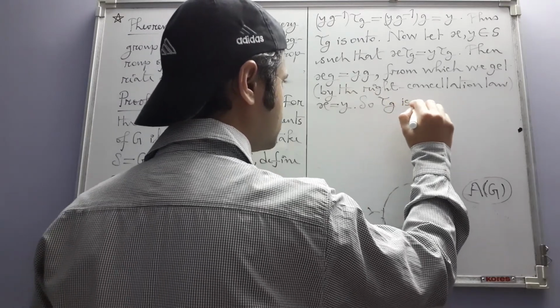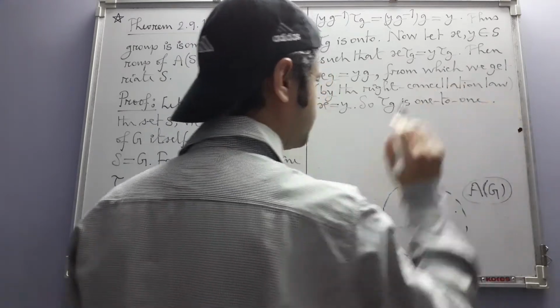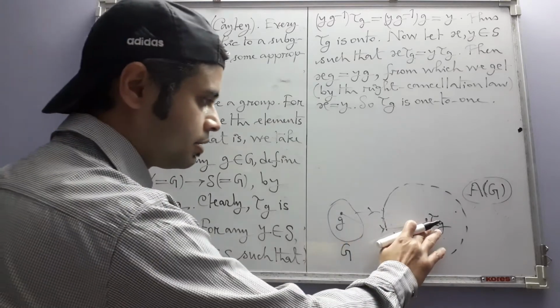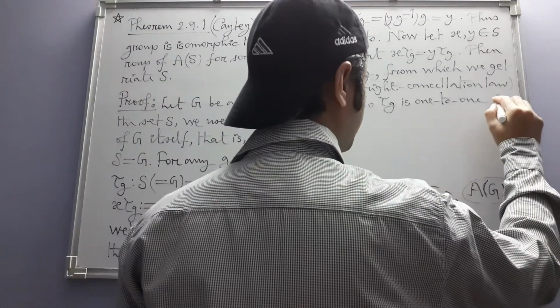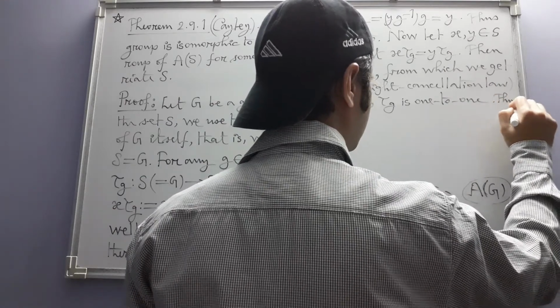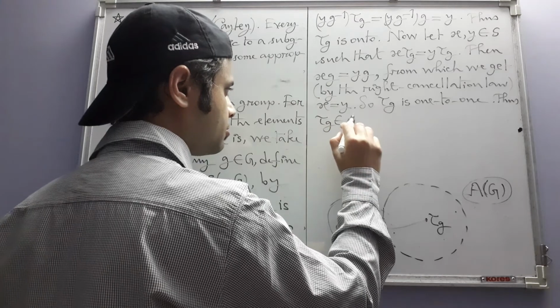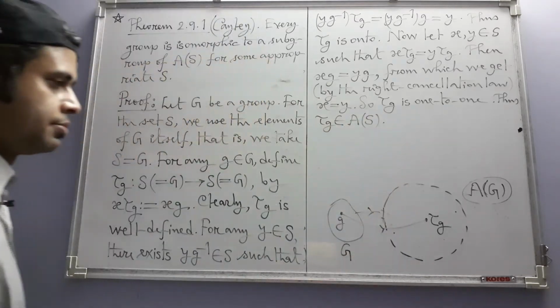So tau g is injective, so it's one to one. So that means it's a bijection. So now we are justified to say that tau g belongs to A of G. Thus, this belongs to A of G, or the same thing, A of S.